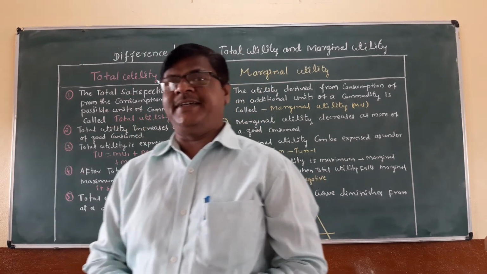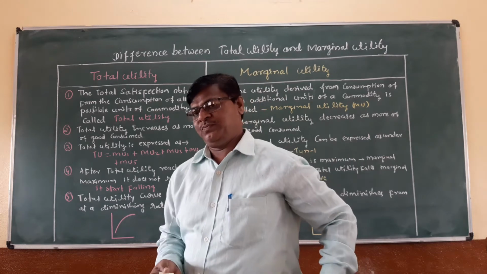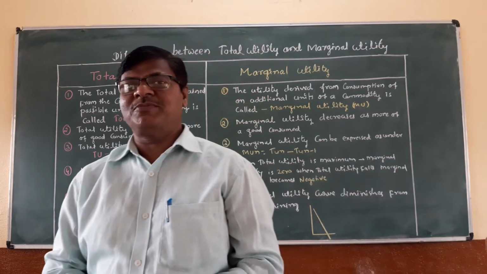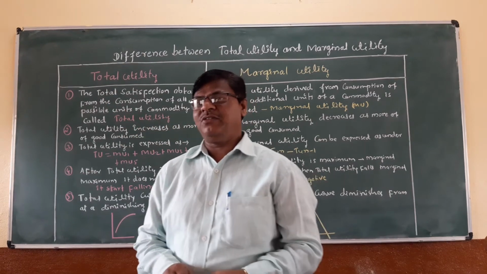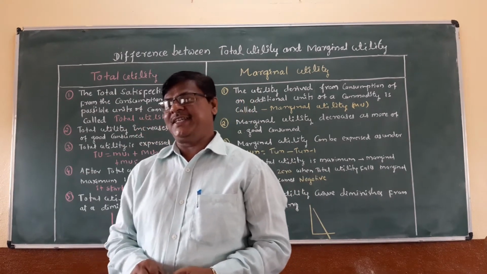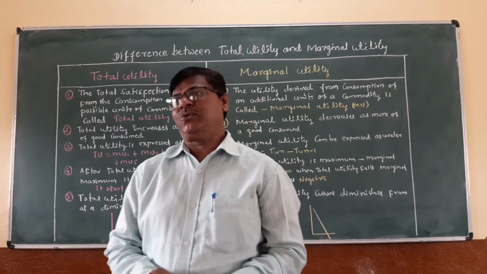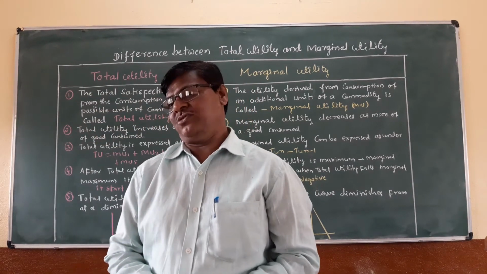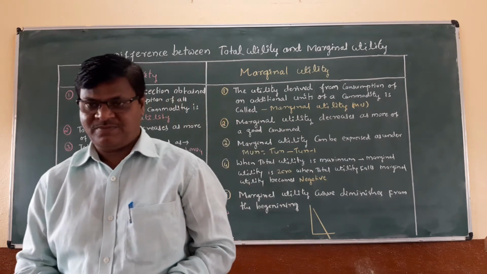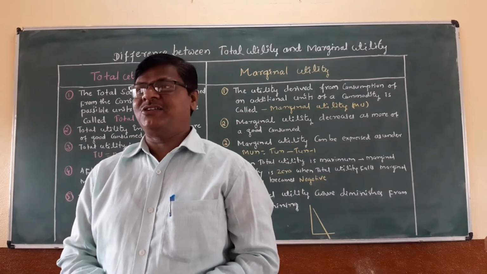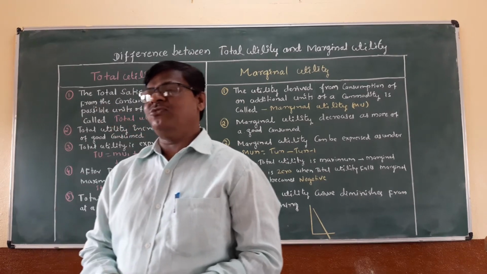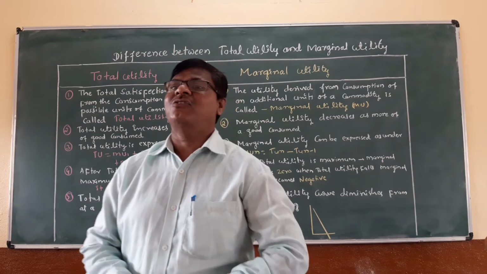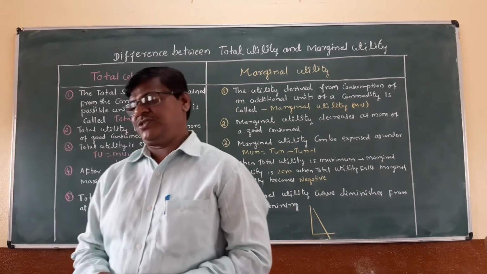Today let us study chapter number 2, that is theory of consumer behavior. In theory of consumer behavior, we have already studied total utility and marginal utility. We have understood the meaning of total utility and marginal utility, and how they increase and how their slopes behave.